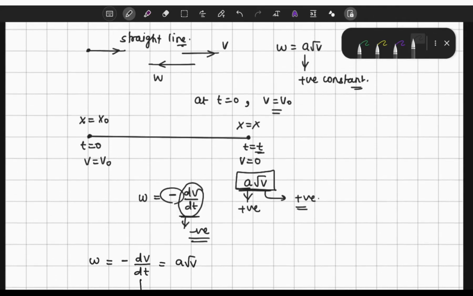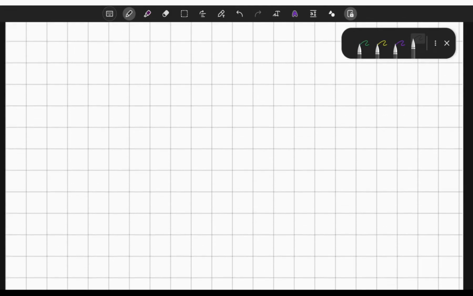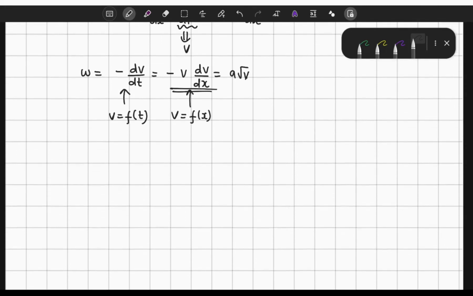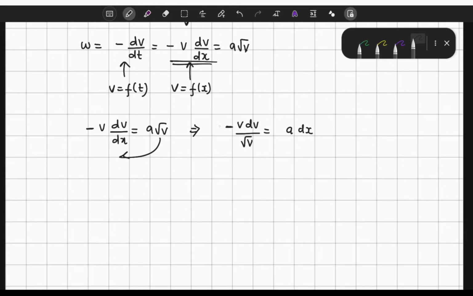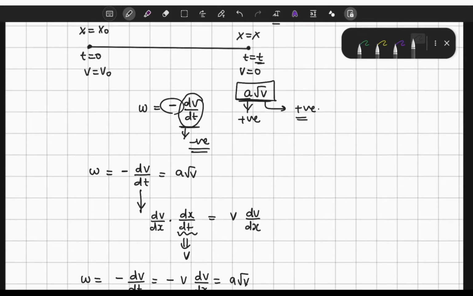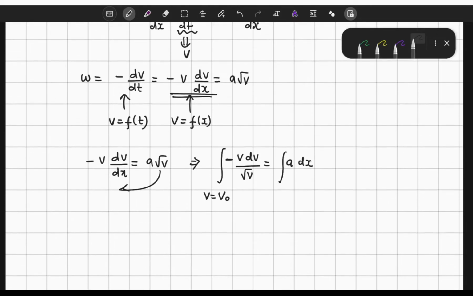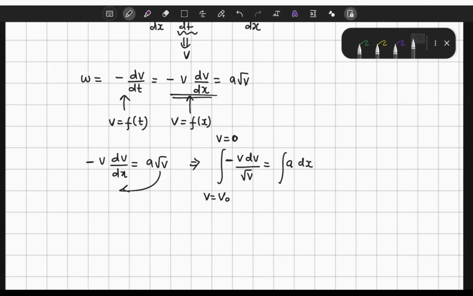So in the first question it is asking to find the distance. So for that we can use this one. We can write minus v times dv upon dx = a root v. We can take this root v this side, so we can write minus v dv divided by root v is equal to a times dx. And now we will integrate both the sides from v = v naught, because at the time instant t = 0 the velocity is v naught, and final velocity is 0 because it is stopping at that time instant, and x = x naught to x.